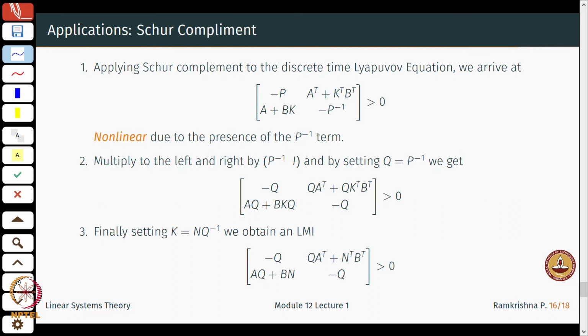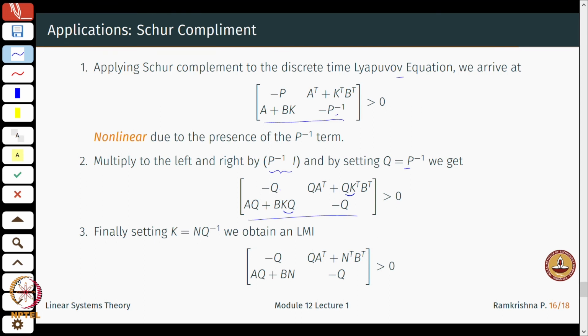First, applying the Schur complement to the discrete time Lyapunov inequality, we arrive at this expression. This is still nonlinear because I have a P inverse. Next, I multiply to the left and right by the matrix diag(P inverse, I) and set Q as P inverse, and I obtain something like this. I have Q A transpose and some terms, but Q and K are both unknown, so I have some cross terms here.